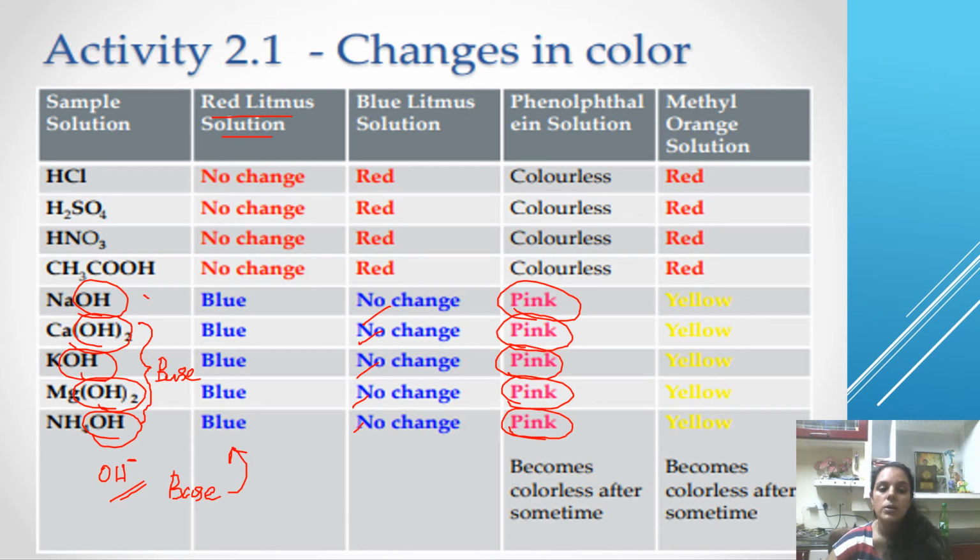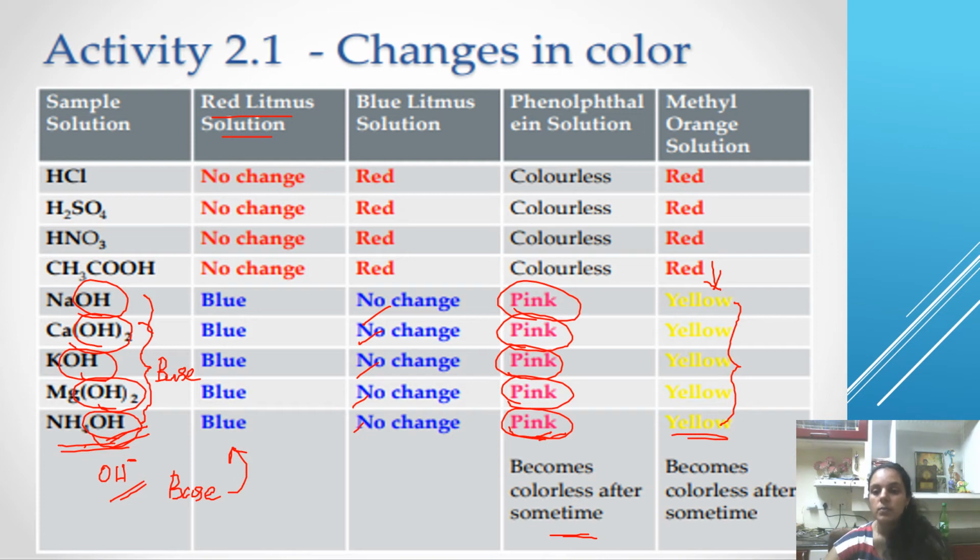Okay, and also methyl orange changes its color from red to yellow. So in the basic solution, methyl orange shows yellow color. And in the case of ammonium hydroxide, you can see here the pink color of the phenolphthalein solution. While we are adding some phenolphthalein solution to ammonium hydroxide, as ammonium hydroxide is a base, it indicates a pink color, and this pink color becomes colorless after some time. And also when we are adding some methyl orange solution to ammonium hydroxide, the yellow color which forms becomes colorless after some time.